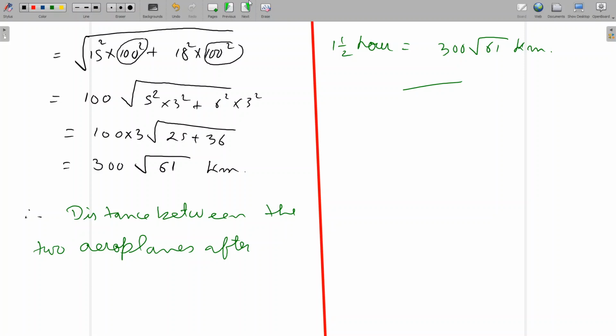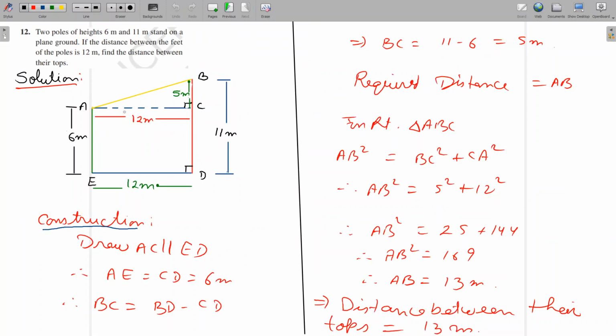Now let us go to the next question. Question number 12. This is a very simple one. In this there are two poles. One is 6 meter and the other is 11 meter, and the distance between them is 12 meter. We have to find the distance between the tops of these two poles.